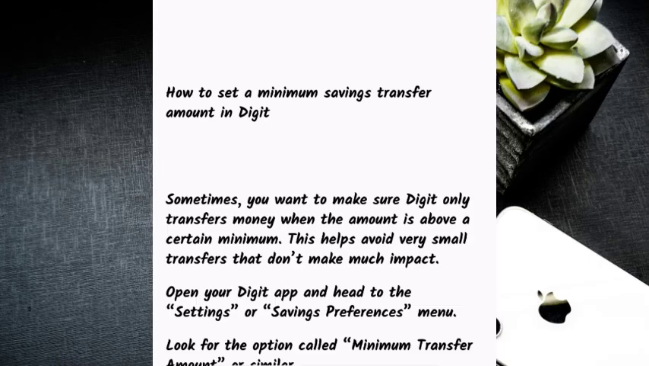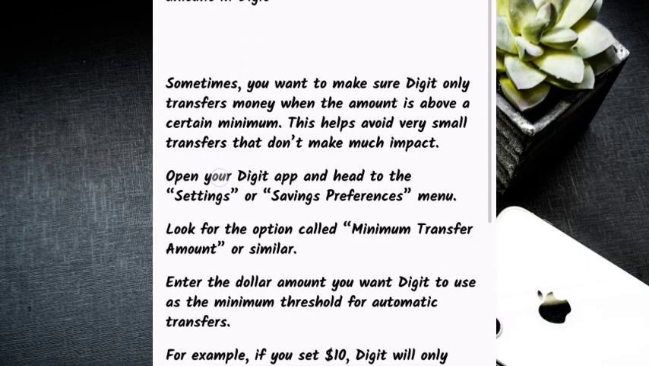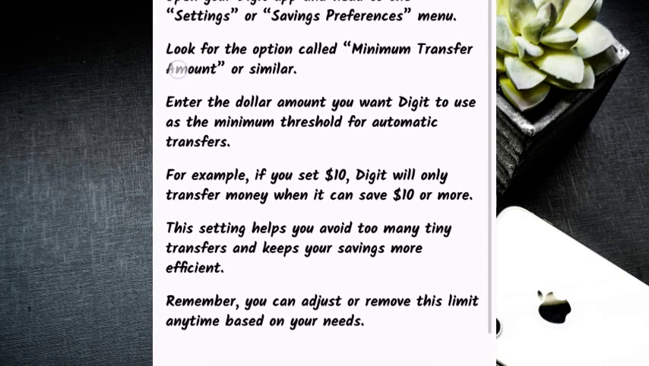So to do this, all you got to do is open your Digit app and head to settings or savings preferences menu. Look for the option called minimum transfer amount or similar. Enter the dollar amount that you want Digit to use as the minimum threshold for automatic transfers.